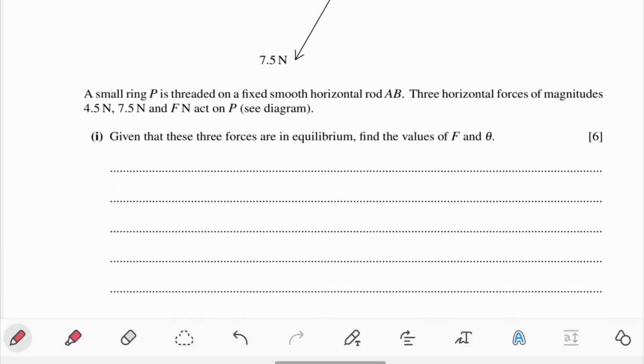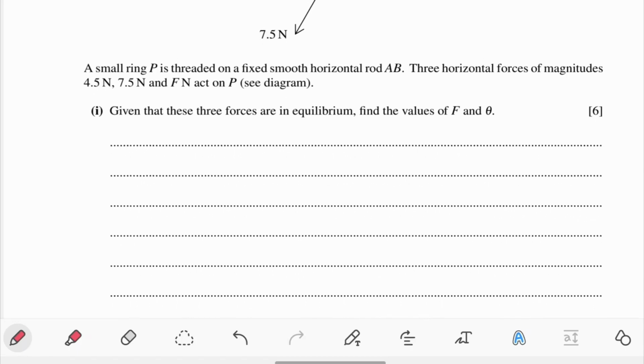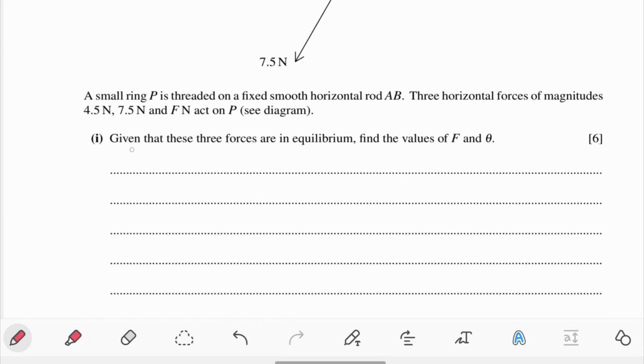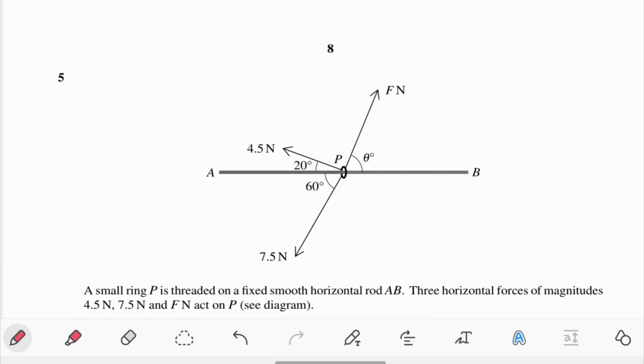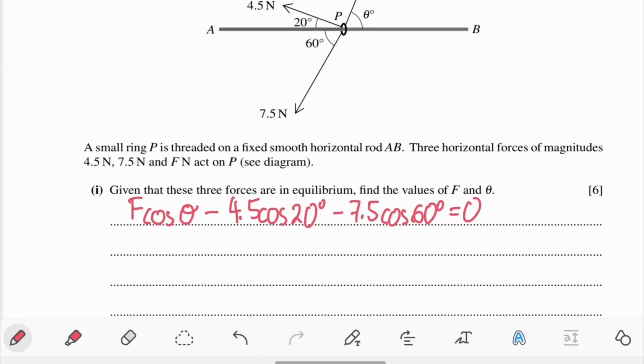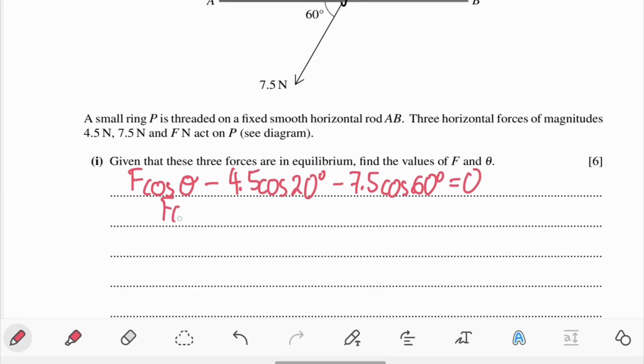So for the x direction, F cos theta minus, these are all acting in the opposite direction, so minus 4.5 cos 20 degrees minus 7.5 cos 60 degrees is equal to 0. So I can move these to the other side and simplify, so I get my F cos theta is equal to 7.98.